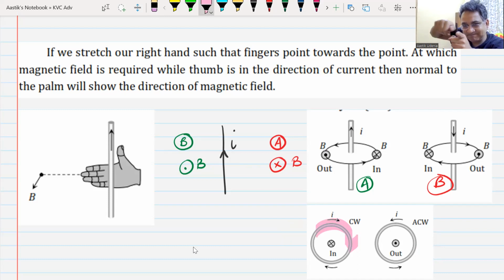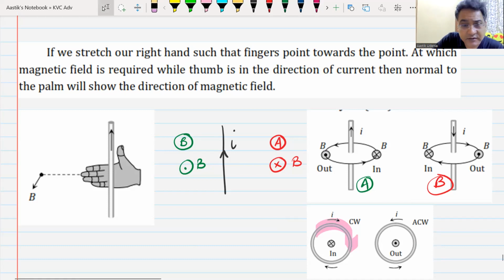Do we see this? Yes, sir. If the current is moving anti-clockwise, the magnetic field will come out. So it's the reverse of that entire thing. If the current carrying wire is like this, the magnetic field is like this. If the current is like this, the magnetic field is like this. Do you understand what I'm saying? Yes, sir.